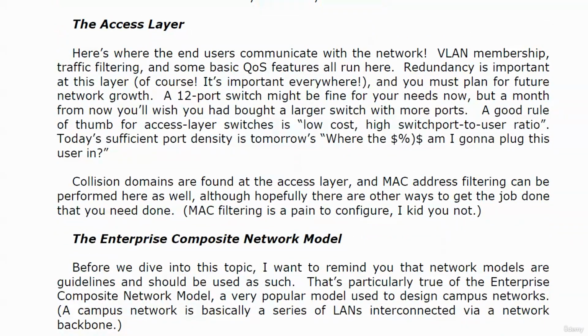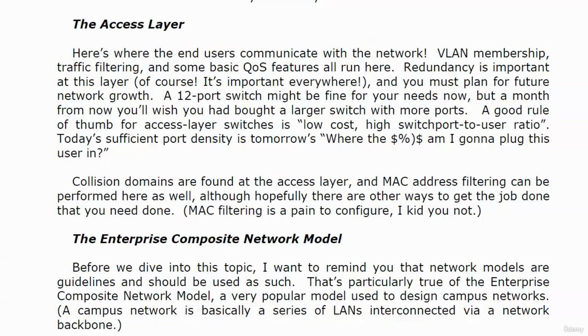Now, the access layer, here is where the end users finally get to communicate with the network. VLAN membership, traffic filtering, basic QoS features, they all run here. I hate to say redundancy is important here too, because it's important everywhere, but you've got to plan for future network growth. A 12-port switch might be fine for what you need now. A month from now, when they add that other department they've been talking about, you're going to say, oh man, I wish I'd gotten a larger switch. A good rule of thumb for access layer switches is low cost, high switch port to user ratio.